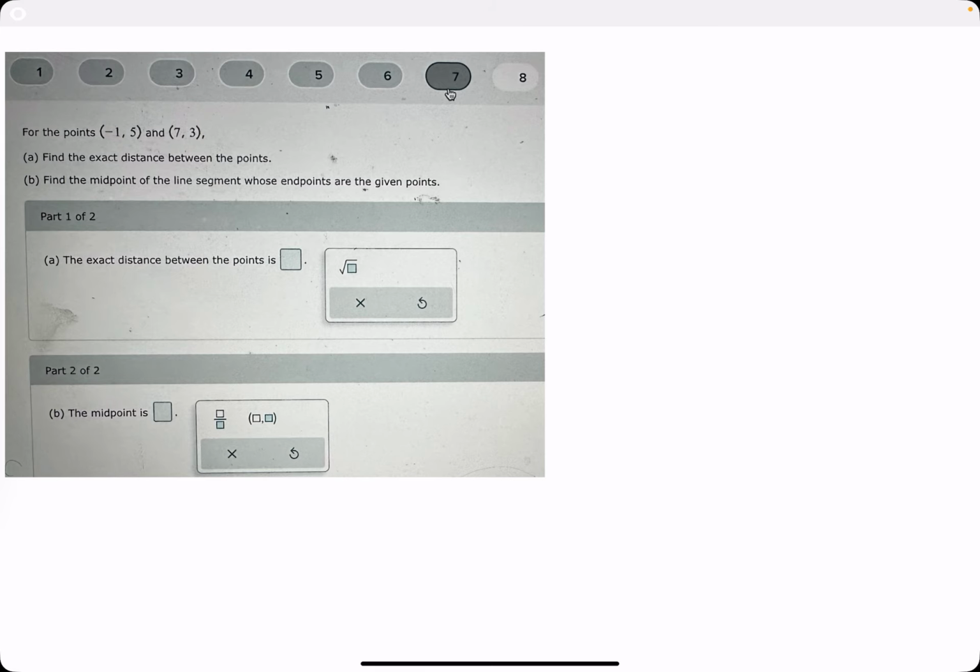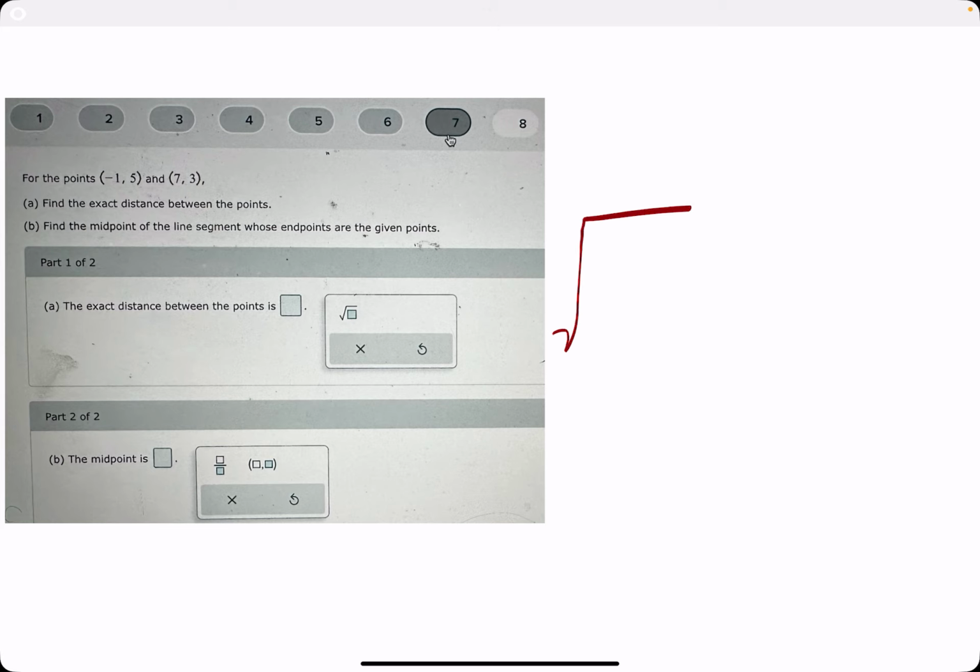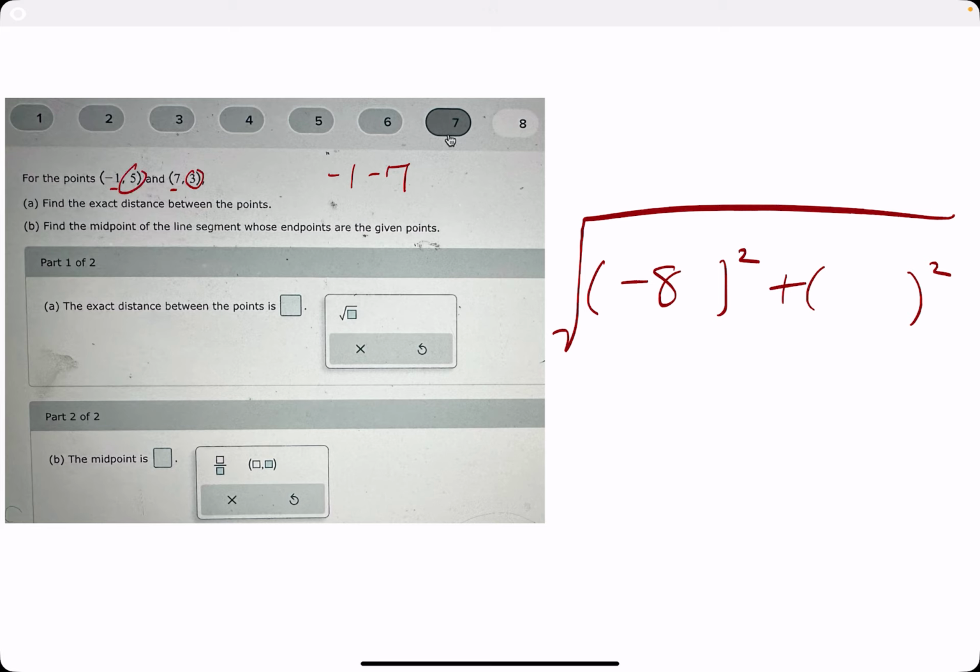Number 7. Find the distance between the points. Okay. Distance formula is just difference in the x values squared plus difference in the y values squared. So difference in the x values, negative 1 minus 7, would be negative 8. You could also do 7 minus negative 1, which would be positive 8. It doesn't matter. We could even do it backwards for this one. 3 minus 5 is negative 2. 5 minus 3 is also 2. But when you square it, that's where it doesn't matter. So 64 plus 4 is 68.